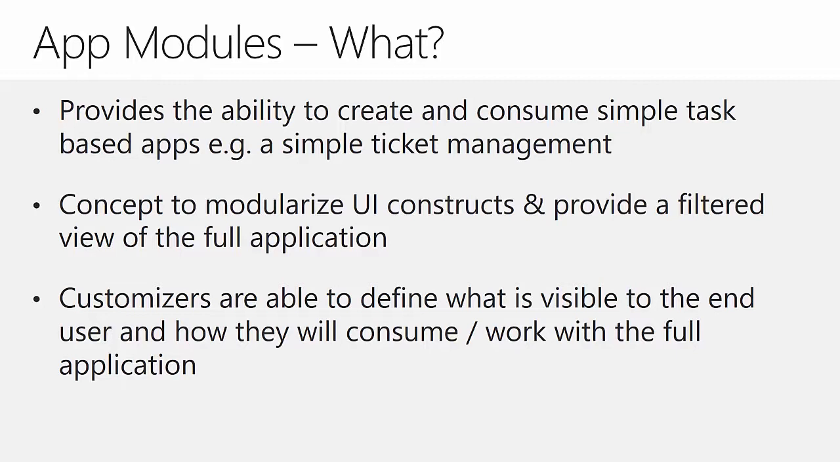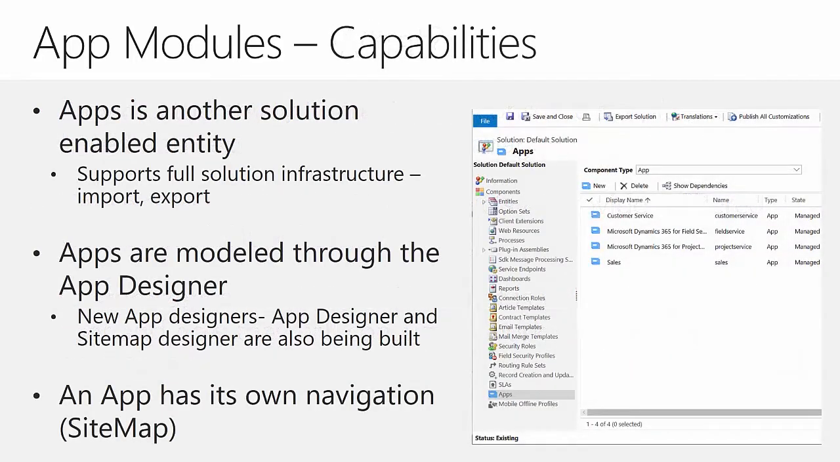Imagine a user with a role within an organization that requires limited access to functionality. For example, a user that requires access to a simple ticket management solution, or a user whose job is only to call, create, and qualify leads. The idea is that we can modularize the UI so these users can be provided with a filtered view of the full application. Customizers are able to define what is visible to the end user and how they will consume or work with the full application.